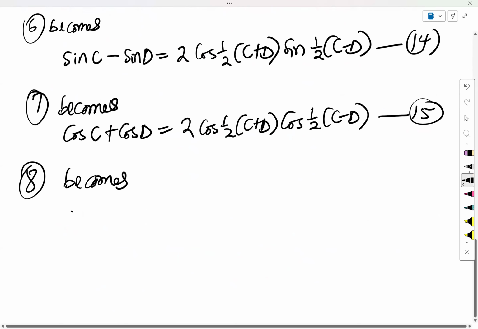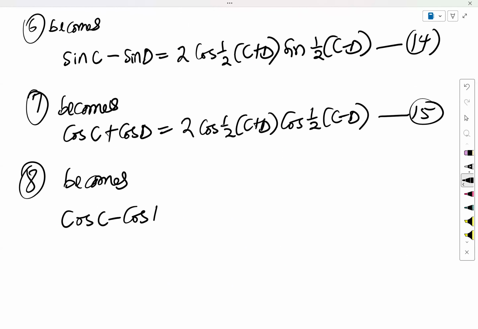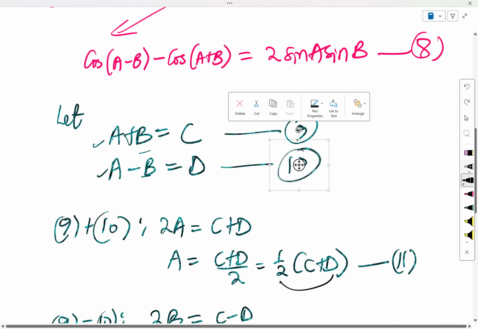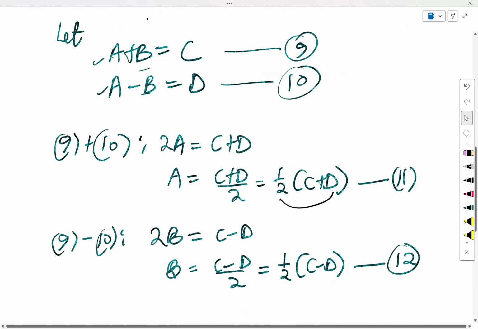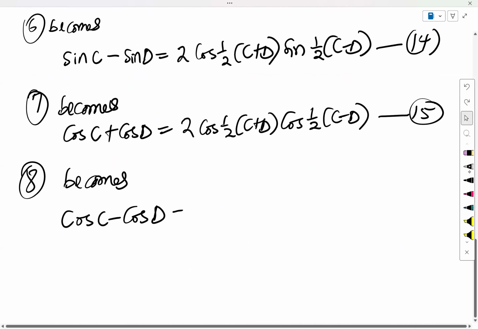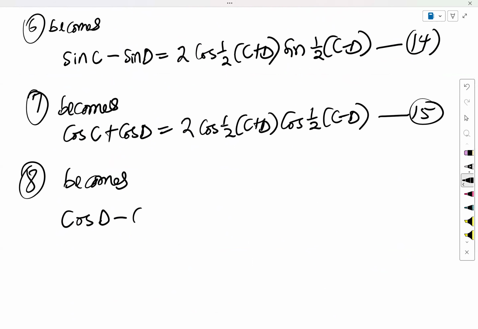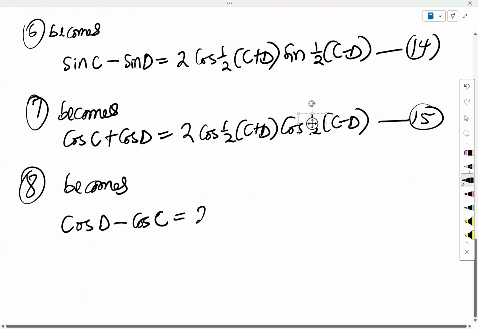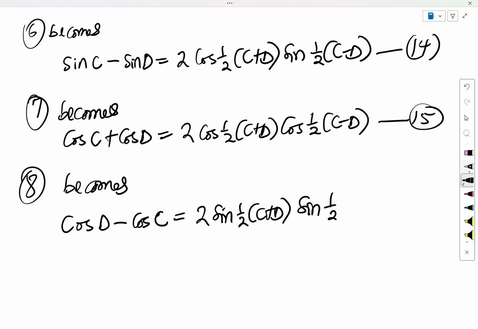And then lastly, 8 becomes cos C minus cos D. And that is 2 sine A sine B. Oh yeah, in fact, it's cos A minus B minus cos A plus B, so we have to turn it over. So cos A minus B is cos D, and cos A plus B is cos C. That's important. And that results to 2 sine A sine B. So that's 2 sine half C plus D sine half C minus D. And that is equation 16.